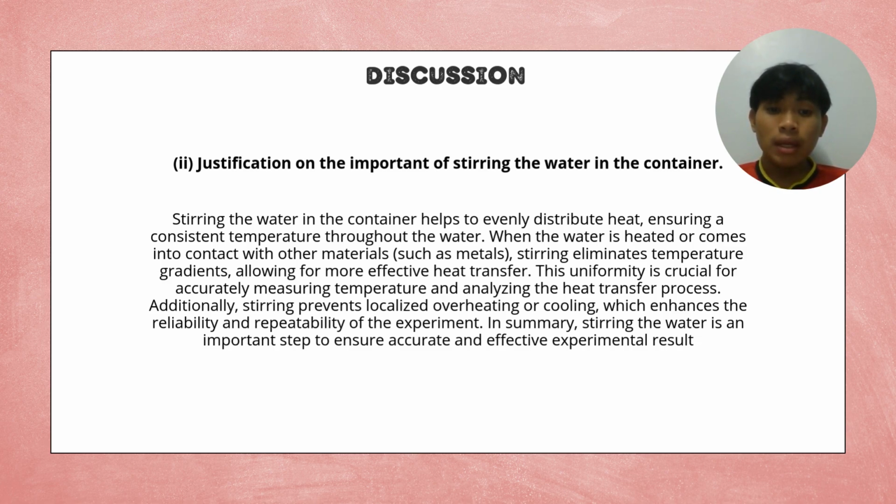This uniformity is crucial for accurately measuring temperature and analyzing the heat transfer process. Additionally, stirring prevents localized overheating or cooling, which enhances the reliability and repeatability of the experiment. In summary, stirring the water is an important step to ensure accurate and effective experimental results.